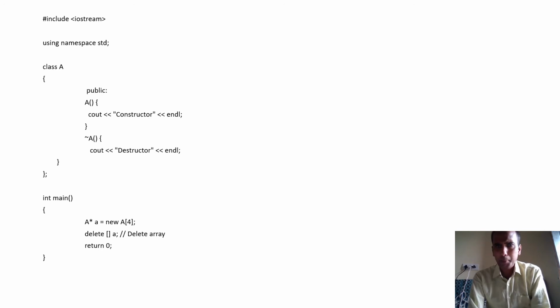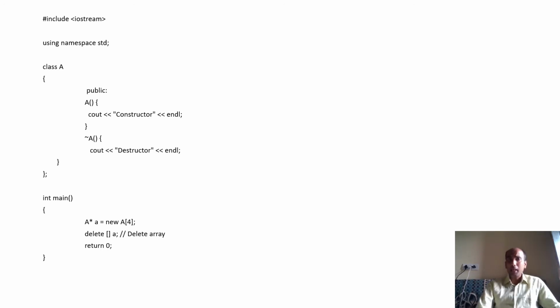So let's take an example. I have dynamically created 4 objects. Here a constructor and destructor are given. A is a constructor and ~A is a destructor. Then A pointer, because I need to use a pointer data type for an object belonging to a class, that's why I have used A pointer, capital A pointer. Then I have created object A equals new A, and given it a size 4. So I want to create 4 objects, and then I have deleted it.